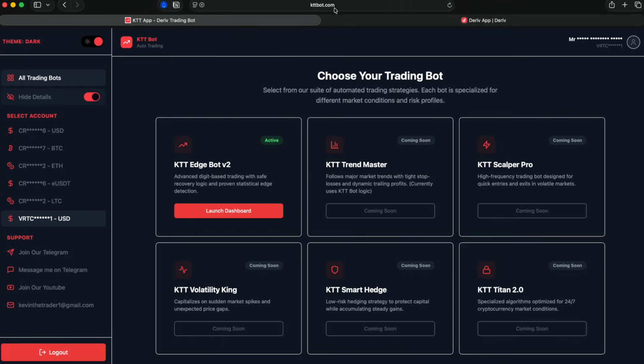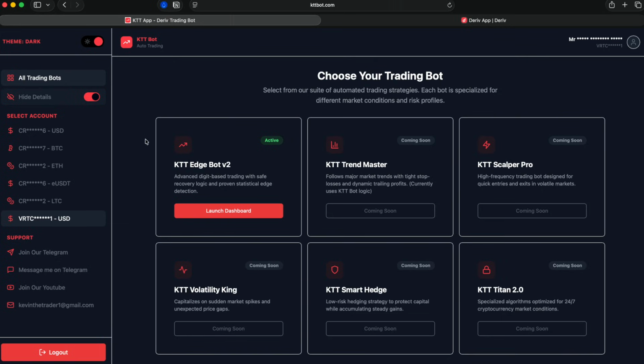It's kttbot.com. The link is also in the description below. Now this is the interface, or the dashboard, of the bot when you have logged into your account. And these are all the trading bots.